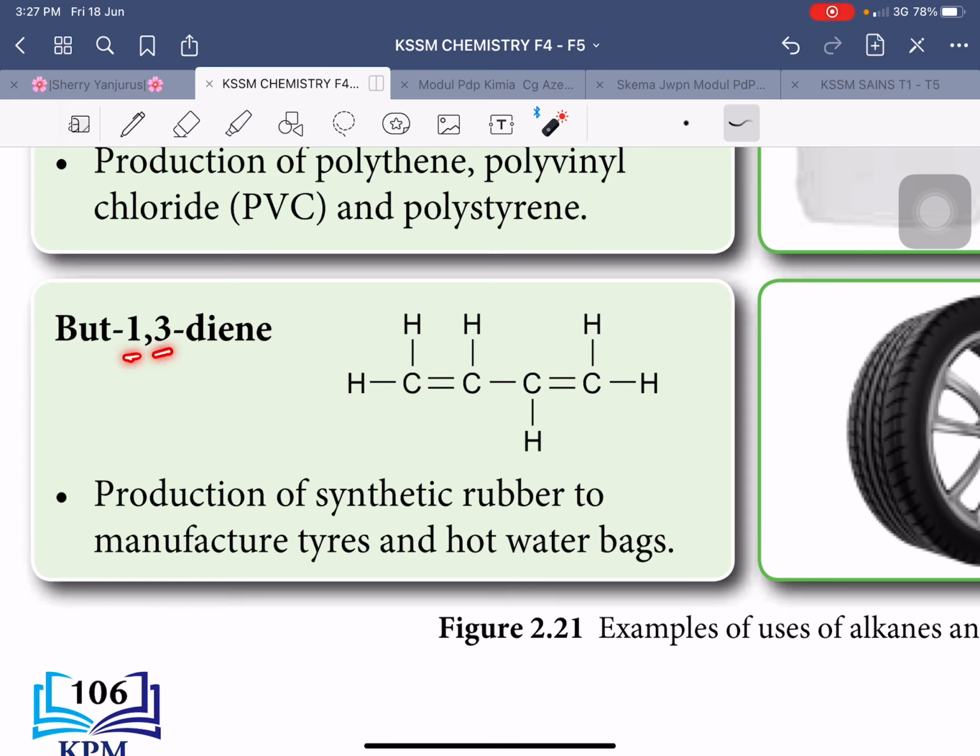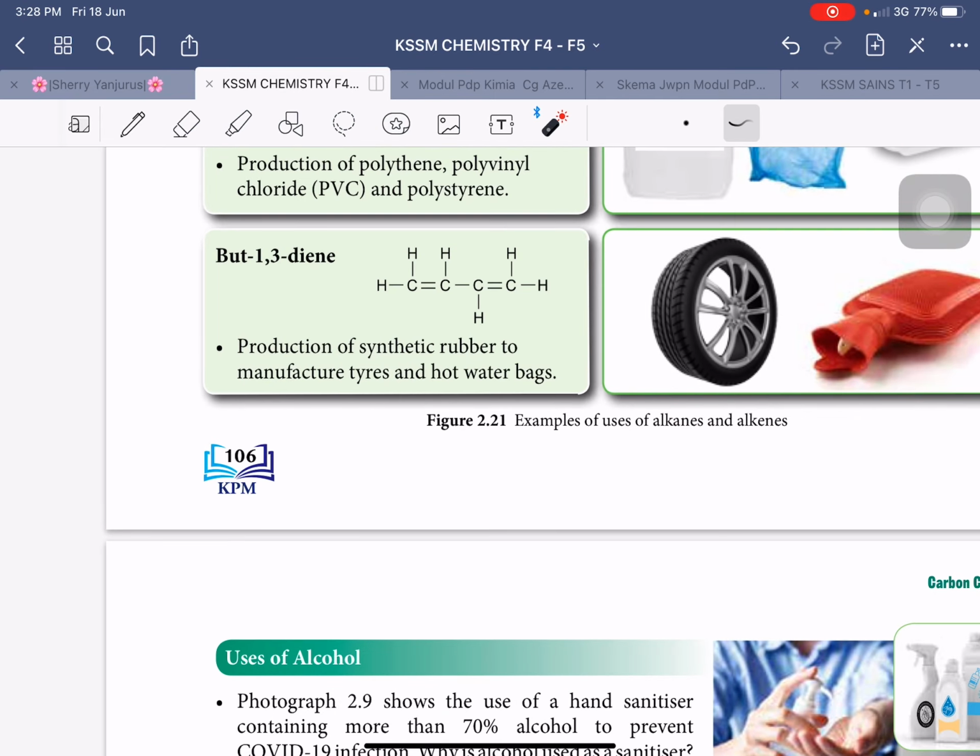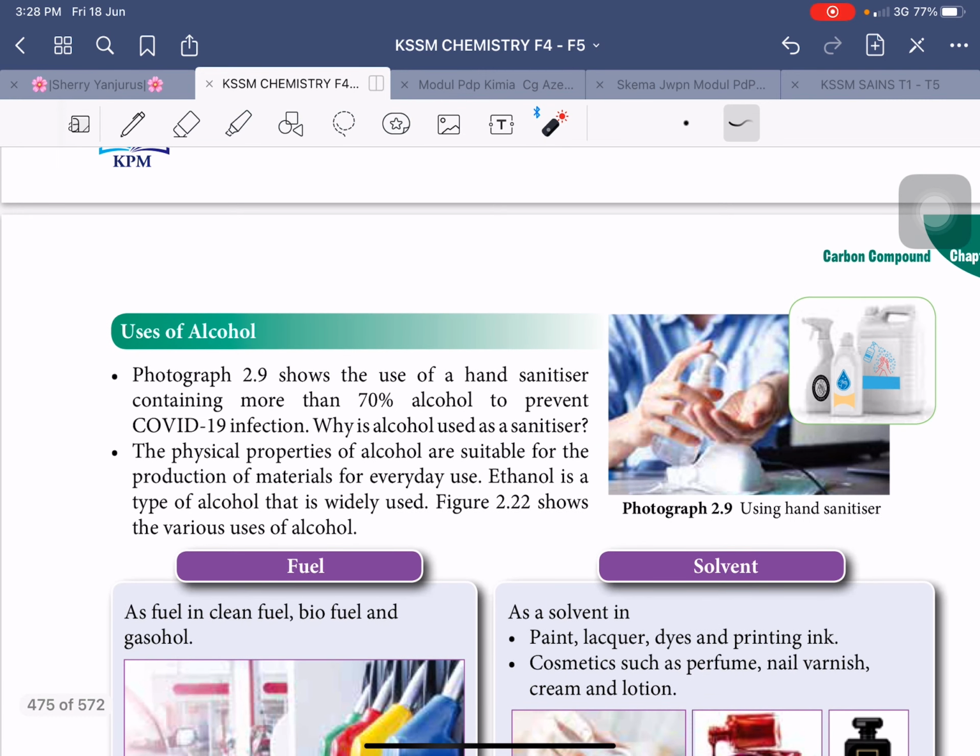So kenapa 1, 3? It's because of the position. 1, 2, 3, 4. So this double bond is between the first and second, jadi kita pilih 1. Third and fourth, jadi kita pilih 3. That's the uses of alkane and alkene. Next, we go to the uses of alcohol.